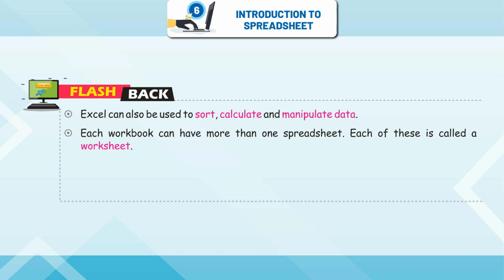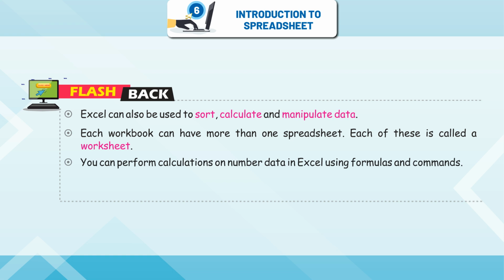Each workbook can have more than one spreadsheet. Each of these is called a worksheet. You can perform calculations on number data in Excel using formulas and commands. In Excel, every formula begins with an equal sign.